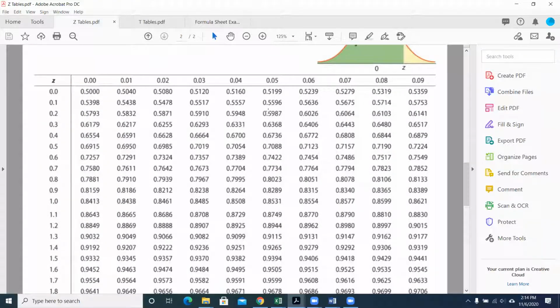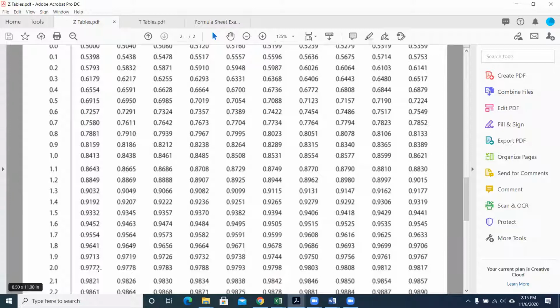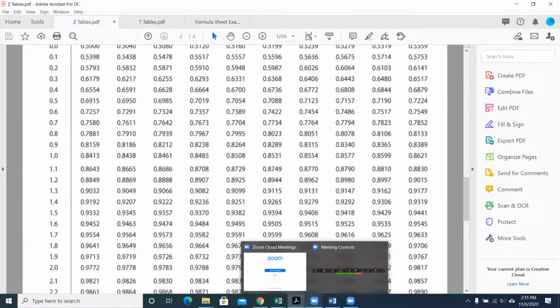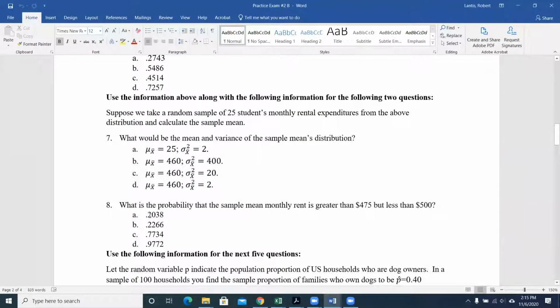0.75, so 0.7743. Write that number down. We then go down to 2.00, 0.9772. Subtract 0.7743 from 0.9772, and we should get 0.9772 minus what did I say? 0.7734. Oh, it's 34. 0.2038. So that'd be A.